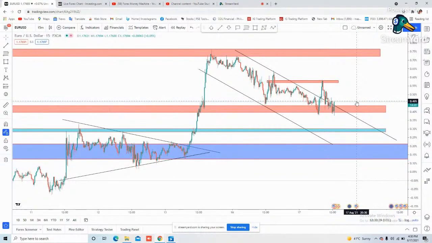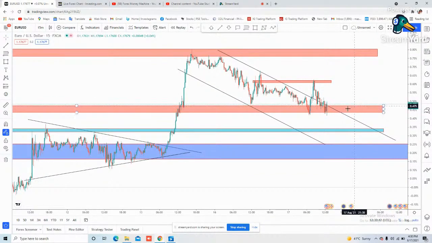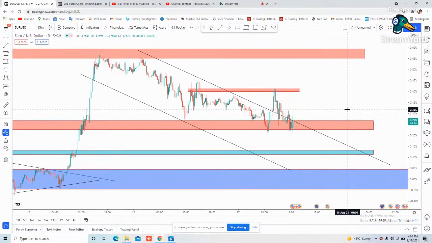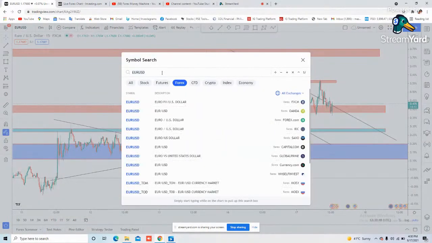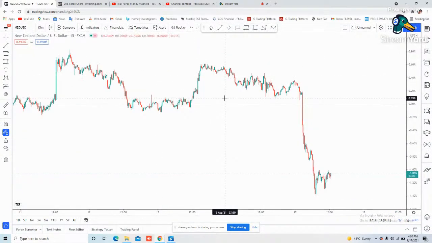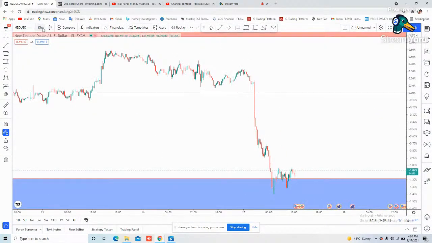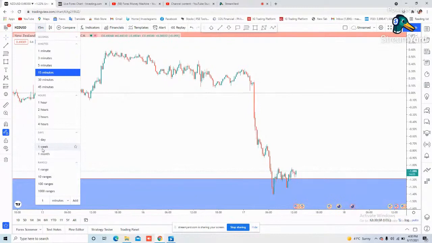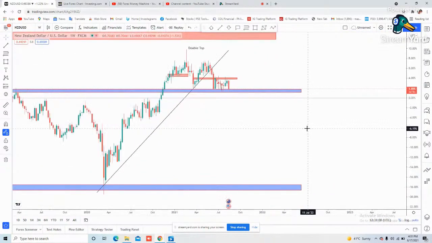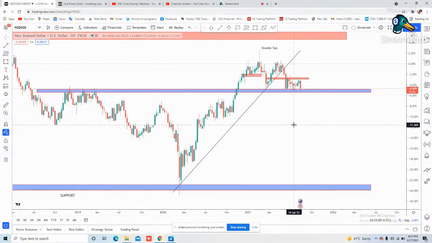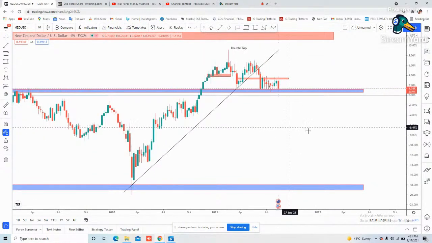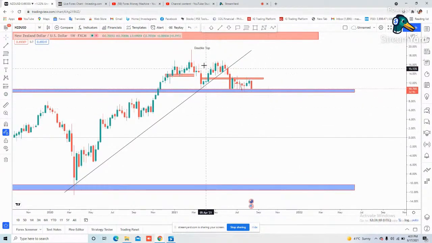As we all know, the dollar is strong today. Check this out, the NZD/USD. Yep, it's very nice. You see the importance of the support and resistance here. See what happened after the double tap here.